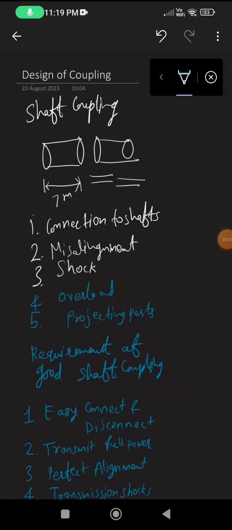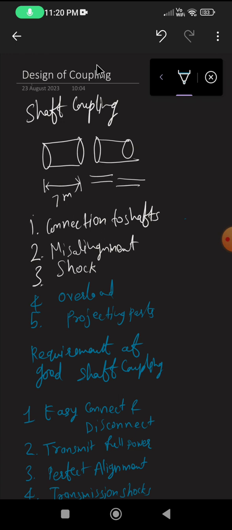Hello students. Today we are going to study design of coupling. That is chapter number 2 in Design of Machine Elements, the DME subject. The first chapter is going to be covered during the tutorial session. So we are going to start the second chapter today, that is design of coupling. In this chapter, we are going to see mainly four types of coupling.